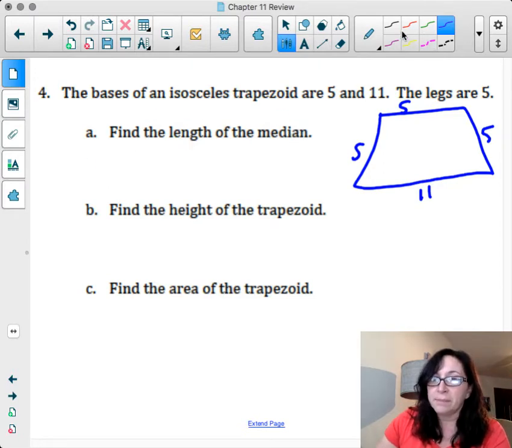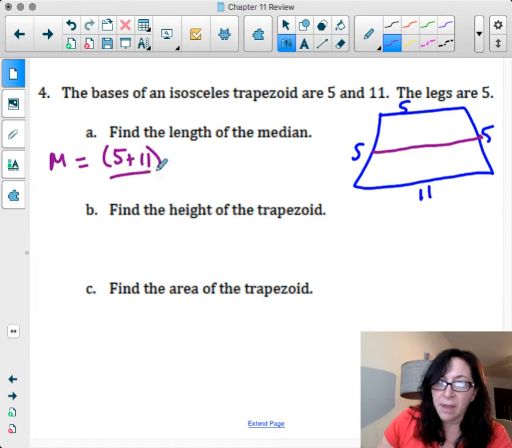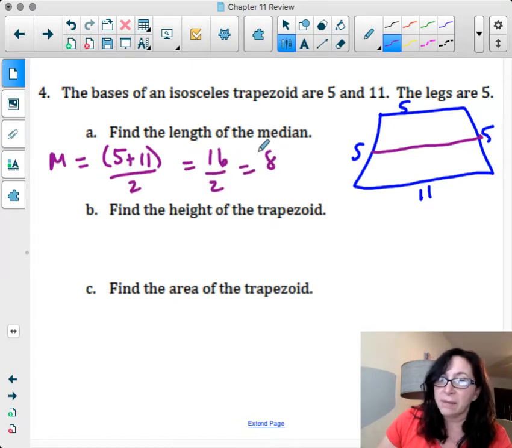Well, the median is this length that goes from here to here. Okay, and so we want to find the length of the median. To find the median, all you have to do is add the bases up. So that's going to be 5 plus 11 and divide by 2. So that's going to be 16 divided by 2, which is 8. Okay, and that's 8 units.